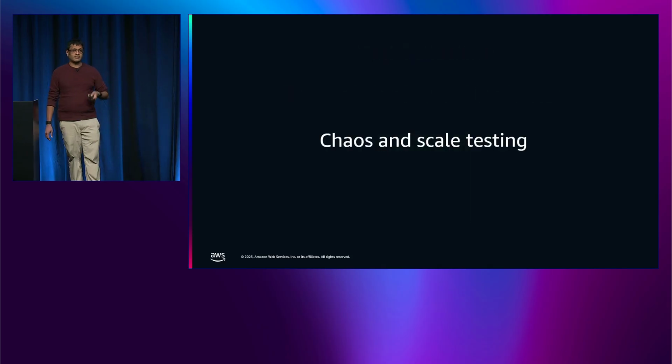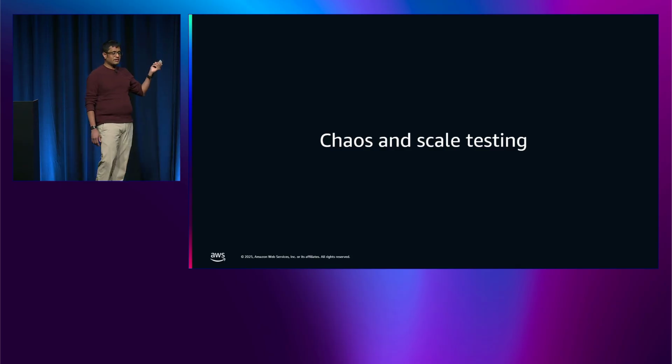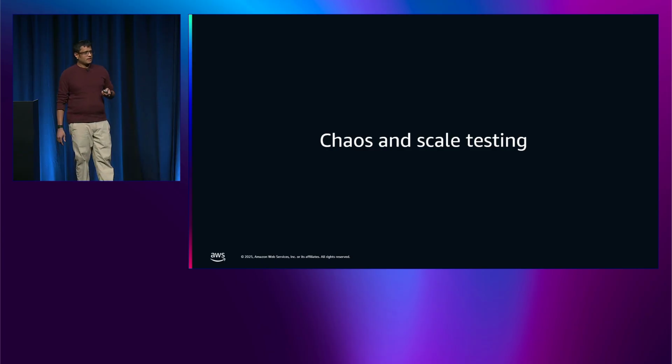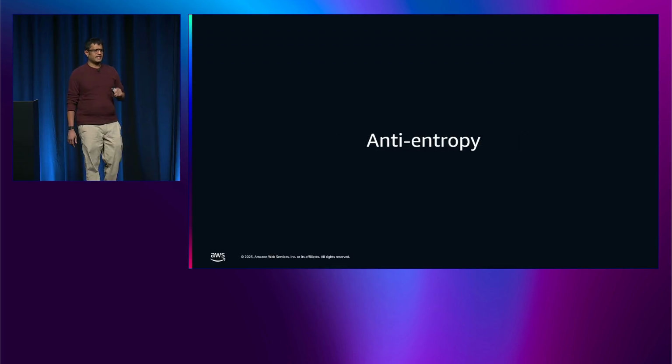A big part, like my friends across the stage were talking about, was how do you build resiliency. A big part of it is also chaos and scale testing. There's a lot of testing which goes into all the failure modes and how global tables behave in failure mode. So we do a lot of chaos testing and scale testing to ensure the protocols still work and validate the invariants of the system. Last but not least, anti-entropy.